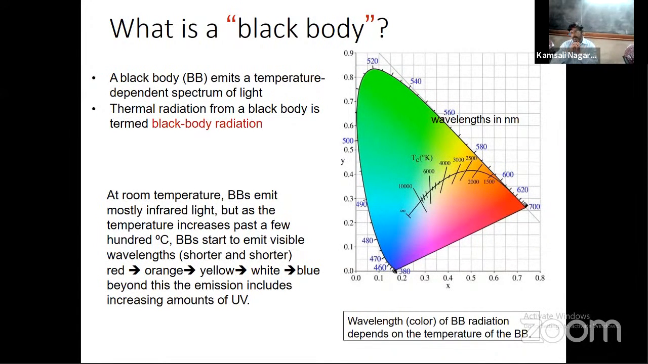Thermal radiation from a black body is termed black body radiation, no doubt. For example, at room temperature, you are well aware of the concept of room temperature. Room temperature in summer, in winter, in the rainy season varies. Room temperature over Delhi, over Bangalore, over the polar region also varies. Room temperature means which temperature I have to take? During winter, shall I go ahead with 10 degree, 12 degree of that kind? Even room temperature over the USA and over India differs.